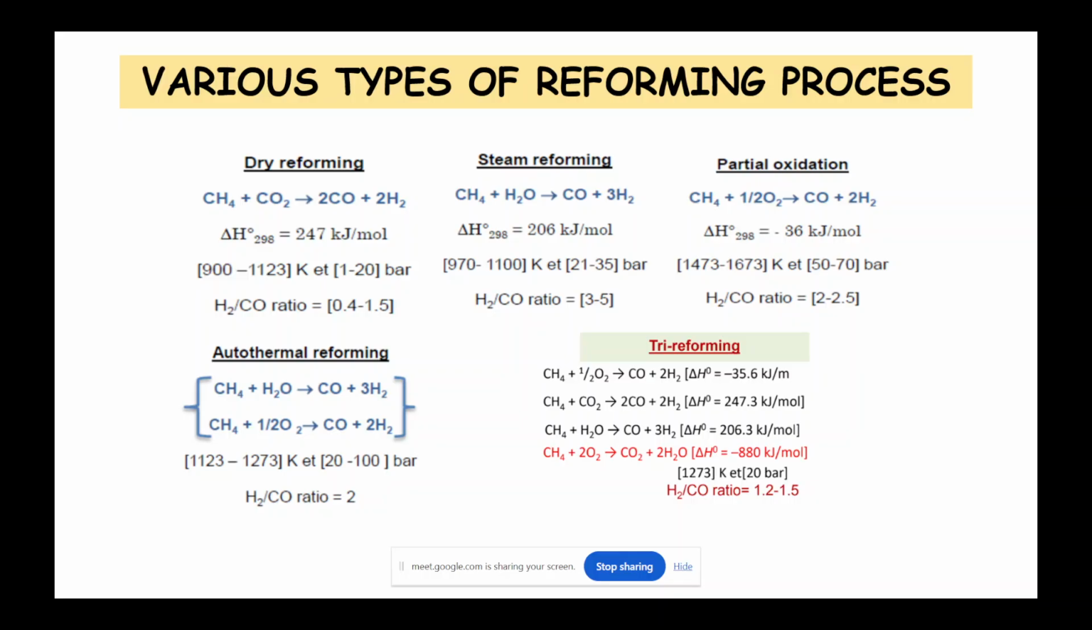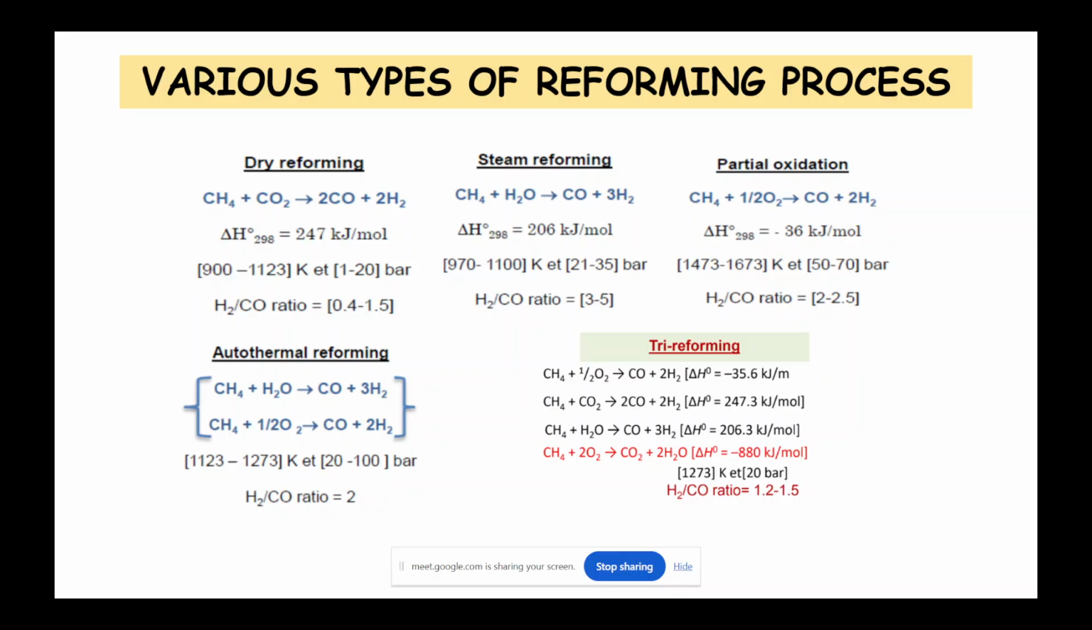If you see your lectures, then it is mentioned that steam reforming, partial oxidation and autothermal reforming are the widely used process. Apart from that, there are several other processes, but those are not very commonly used for different performance related issues. However, they are good in emitting low amounts of greenhouse gases. But in case of the industrially widely used processes, steam reforming, partial oxidation and autothermal reforming.